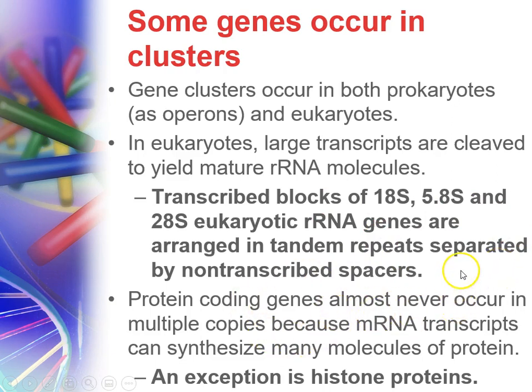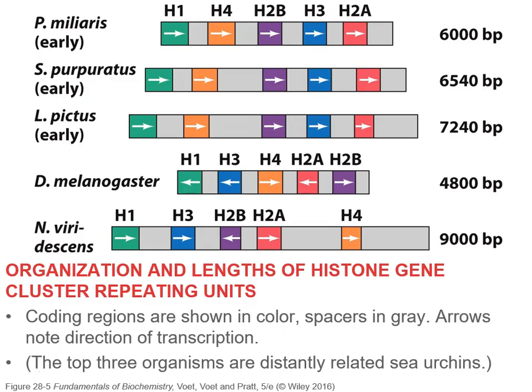Protein coding genes almost never occur in multiple copies, because if you have a messenger RNA transcript, you can use that same transcript and get lots and lots of protein. An exception is histone proteins. There are lots of genes for histone proteins because during cell division, the cell has to ramp up its production of histone proteins, so we need lots of copies of that. So this looks almost sort of operon-like.